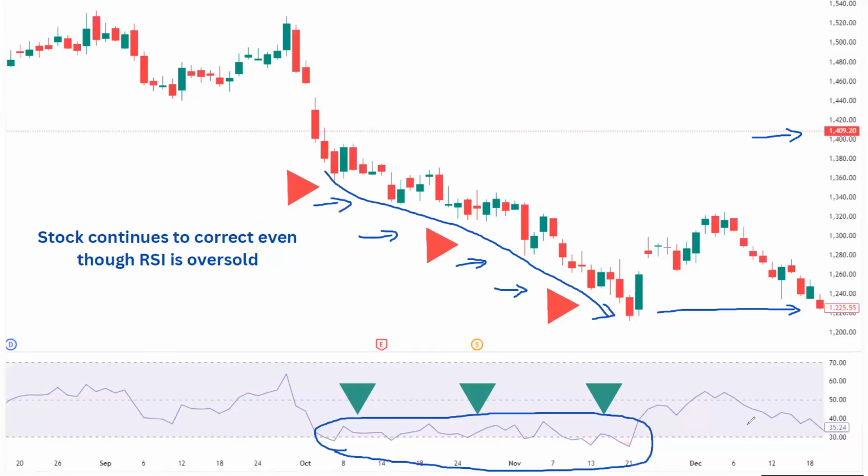he is consistently adding positions which are already in a loss. So far in this video, I have shared information with you regarding RSI, how not to use it. Now I'm going to share the information on how to actually use RSI.